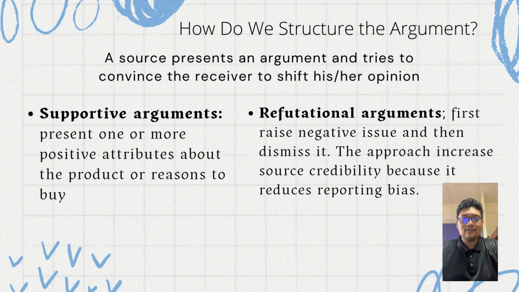How do we structure the argument? A source presents an argument and tries to convince the receiver to shift his or her opinion. Supportive argument: present one or more positive attributes about the product or reasons to buy. Refutational argument: first raise a negative issue and then dismiss it. The approach increases source credibility because it reduces reporting bias.